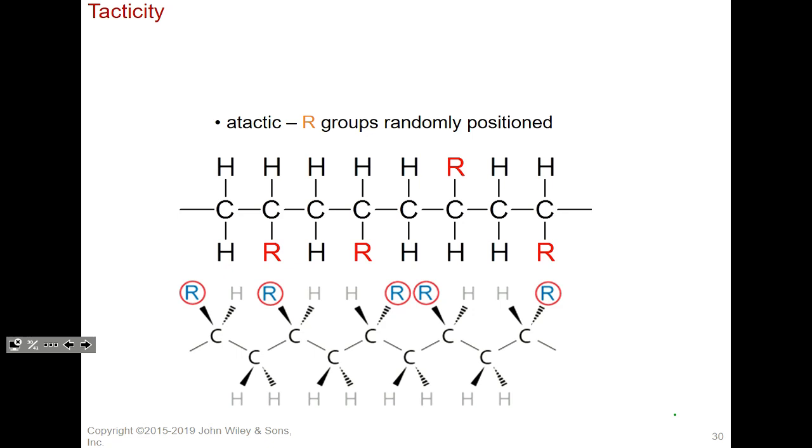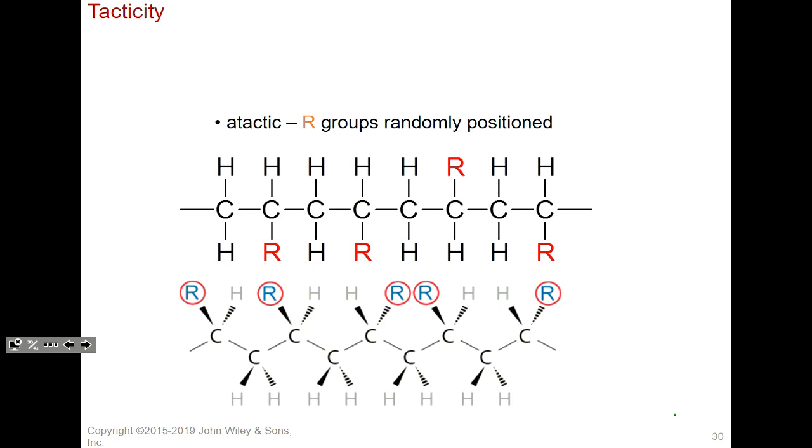Okay. So it is more difficult to pack chains that are atactic than it is for isotactic. Okay. So if it's all ordered and all on the same side, you have a higher likelihood of actually crystallizing the material than if it's all random. Because the functional groups might not all align in the same way.